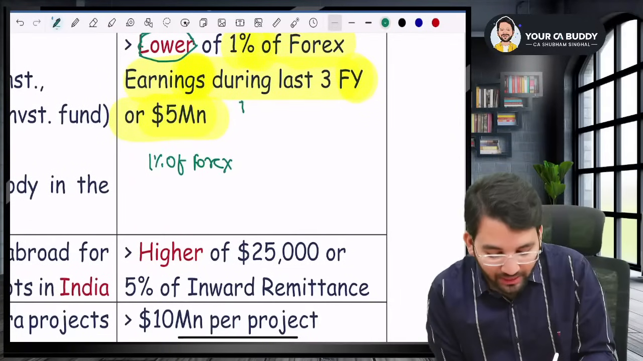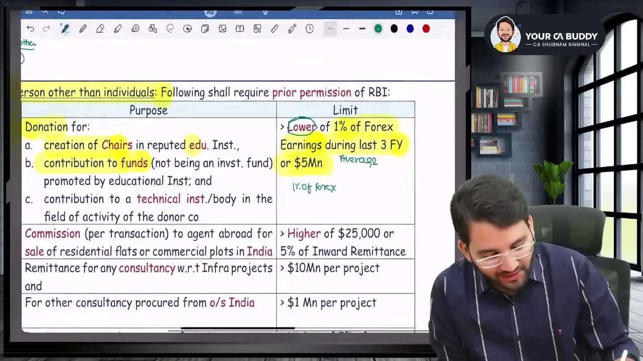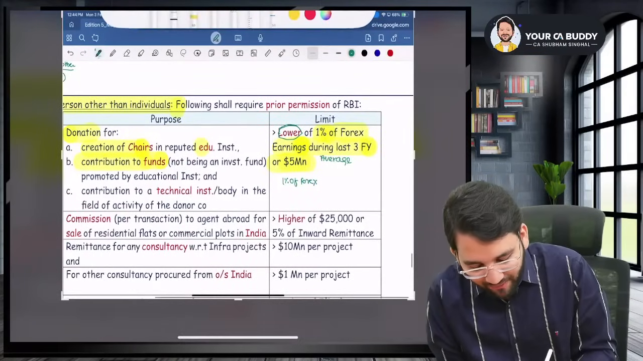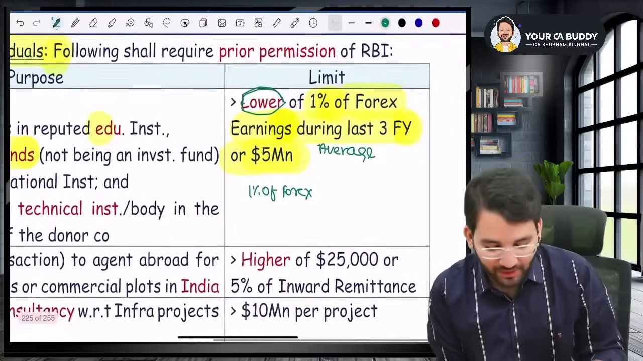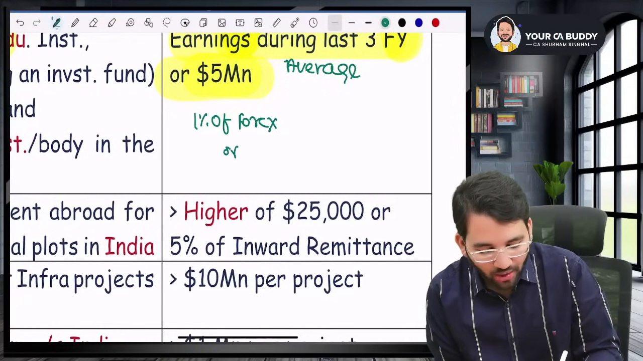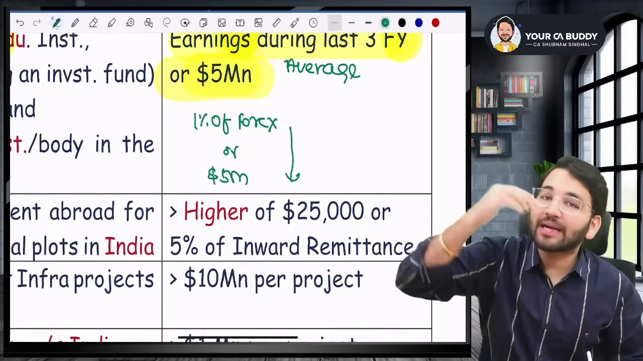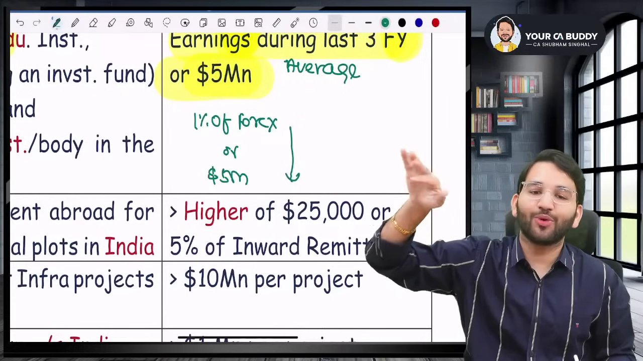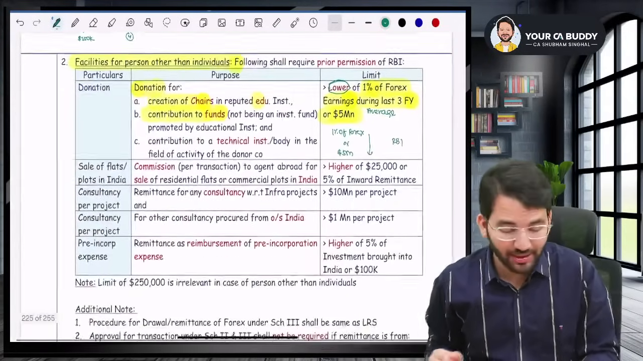They have not written average, sir. If they would have written average, you would have taken average, but average is not written. So basically you will take 1% of the aggregate of the last 3 years forex earnings or $5 million, whichever is lower, will be the limit. If up to that amount you give donation, it's fine. If you give donation beyond that amount, you will have to take RBI approval. This is the limit for donation for creation of chairs.